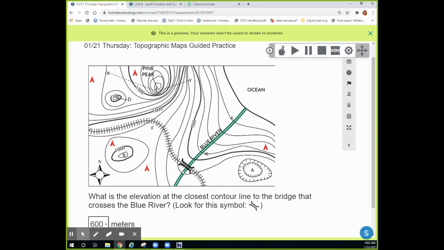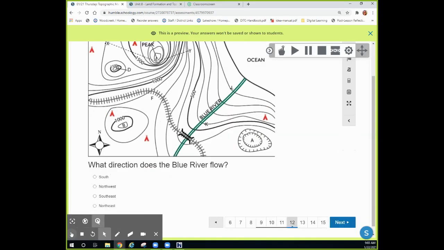But you can also look at this U shape right here. Okay, and along this, where this river crosses these contour lines, they all make a very consistent U shape. That tells me, because the U shape is opening toward the ocean, that the Blue River is flowing toward the ocean. And then if we look at our elevation, it's going from 600 to 500 to 400 to 300, 200, 100. So it is decreasing in elevation. So our Blue River is flowing northeast toward our ocean. And we'll come back to a question like this. Just so happens that it is the very next question.